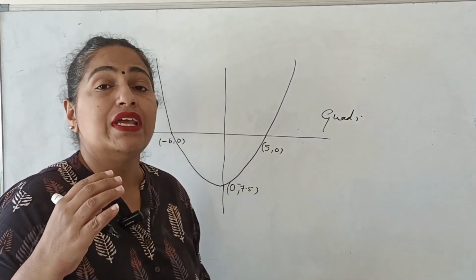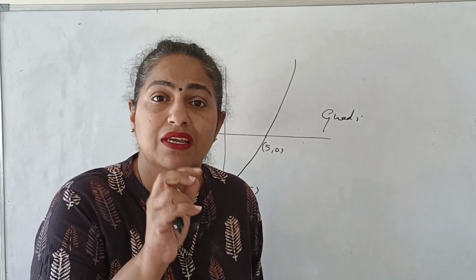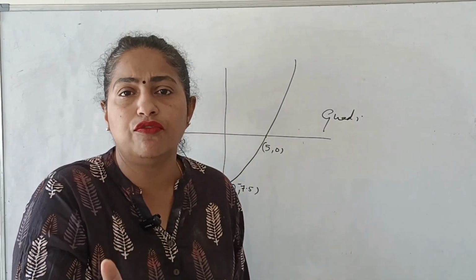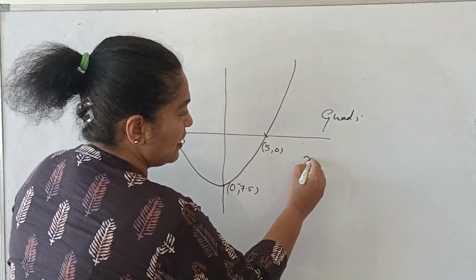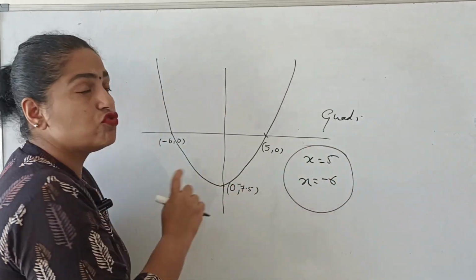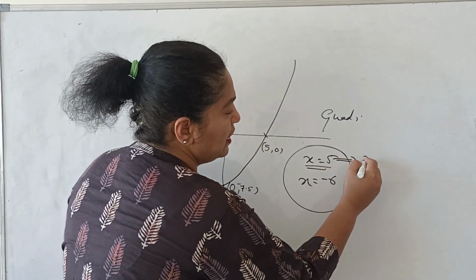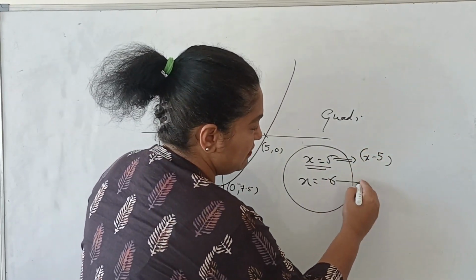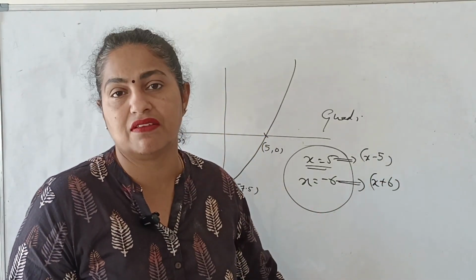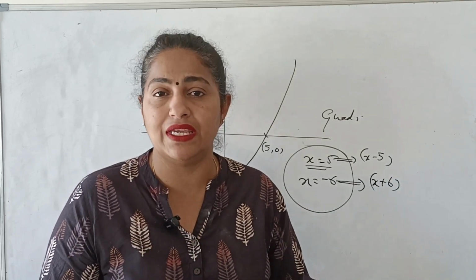Now, for any graph, in order to find the zeros or the roots of the polynomial, how do we find it? It is a point where the graph crosses the x-axis. So from this particular graph, can you find out the roots? It is x is equal to 5 and x is equal to minus 6 that are the roots of this particular quadratic polynomial. Now, when x is equal to 5, you know that x minus 5 is a factor, and when x is equal to minus 6, x plus 6 is a factor. Fine. A quadratic polynomial is obtained by multiplying two linear factors.